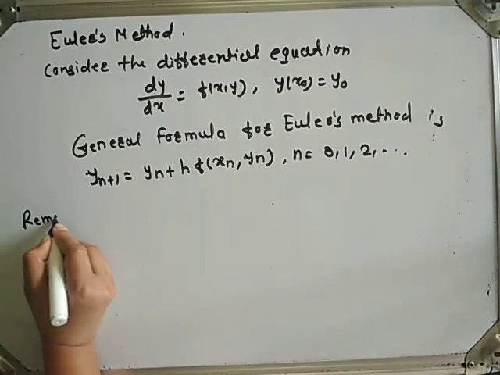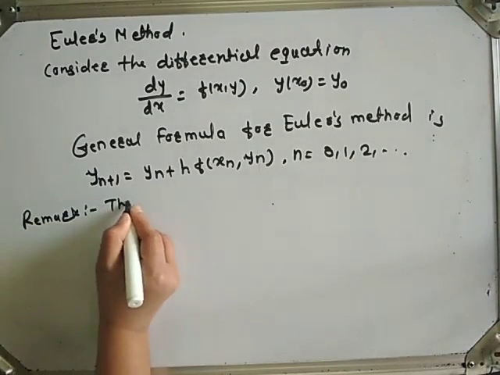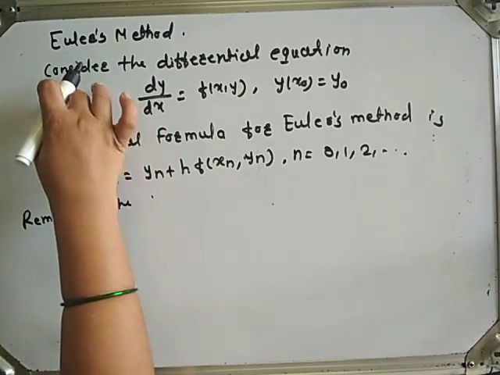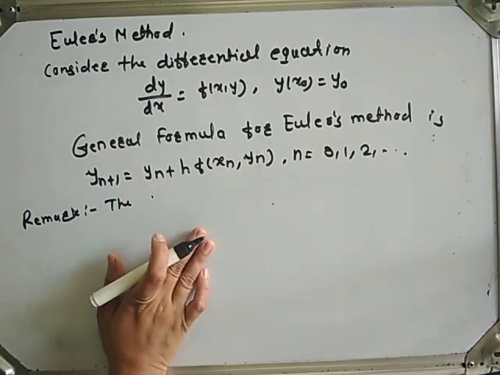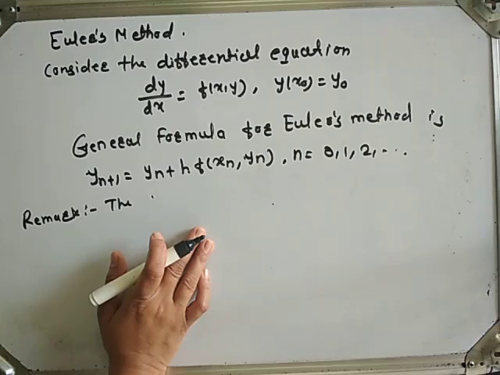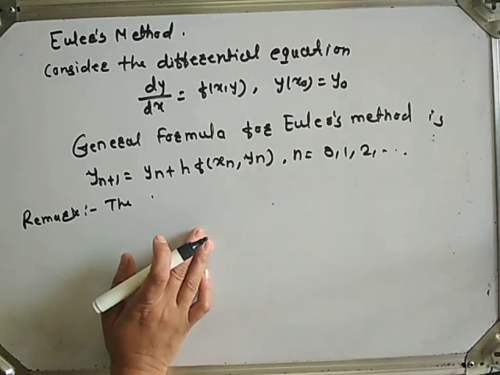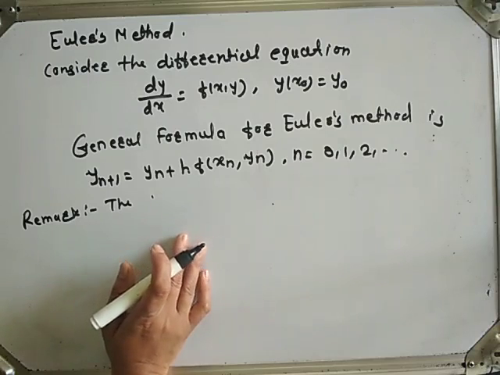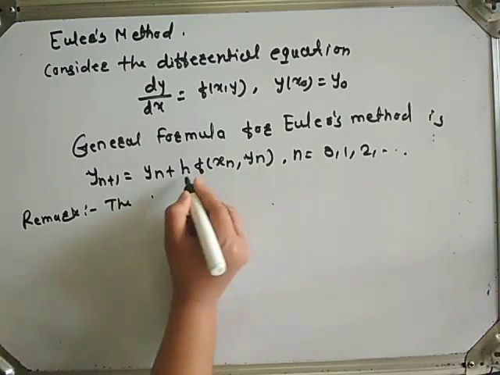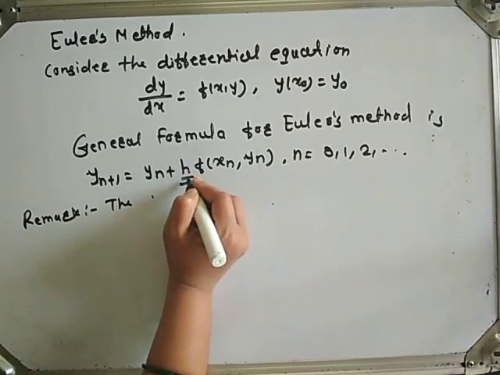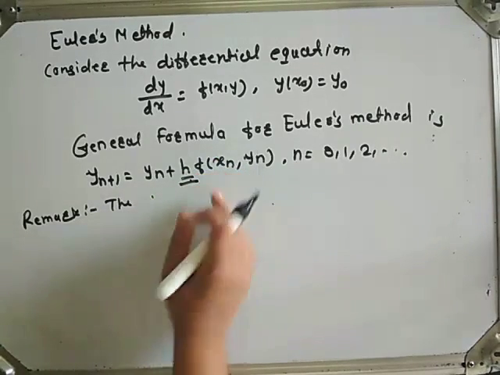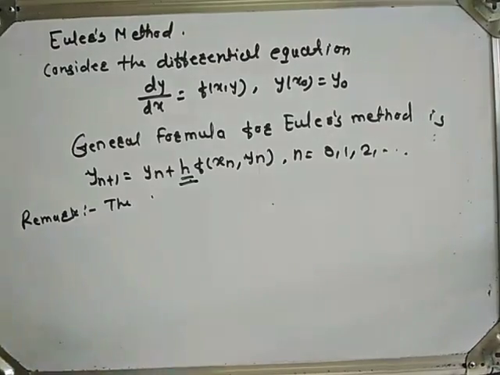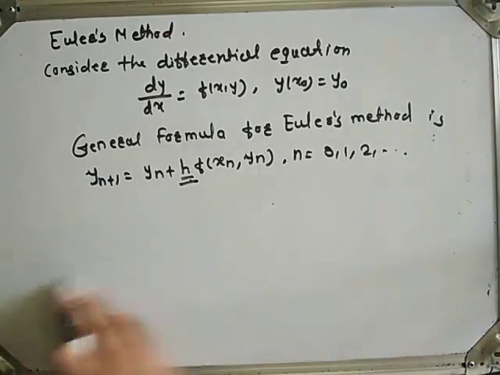Let us write down one remark. In this method, the process is very slow to obtain a reasonable accuracy for the solution of the given equation with Euler's method. For this, we need to take a smaller value of h. If we take a smaller value of h, then we get better accuracy for the solution of the given equation. Now we will take examples on the method.